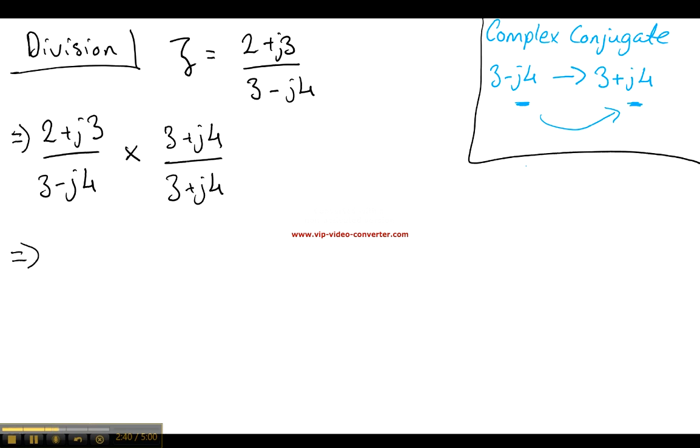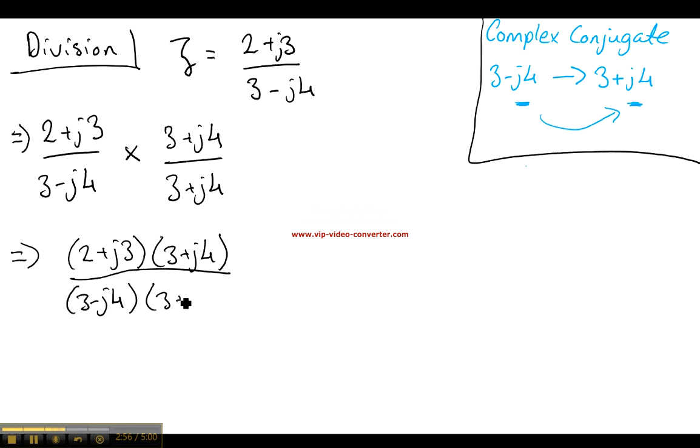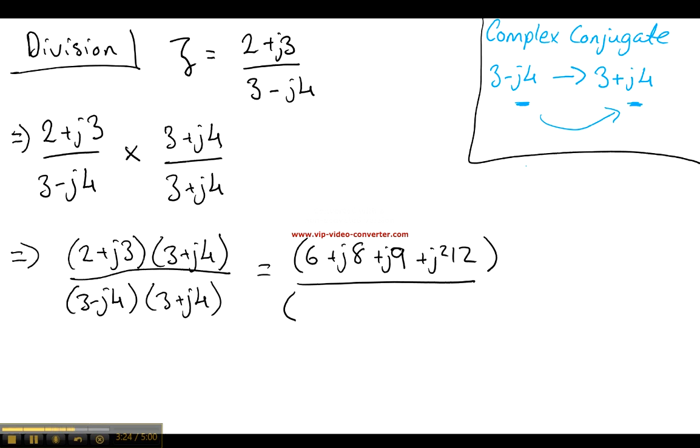to the question. So then that's going to leave us with 2 plus j3 multiplied by 3 plus j4 on the top, and we're going to have 3 minus j4 and 3 plus j4 on the bottom. So we expand the brackets out again the normal way we would, first, furthest, nearest, and last terms, and we do the same to the bottom.